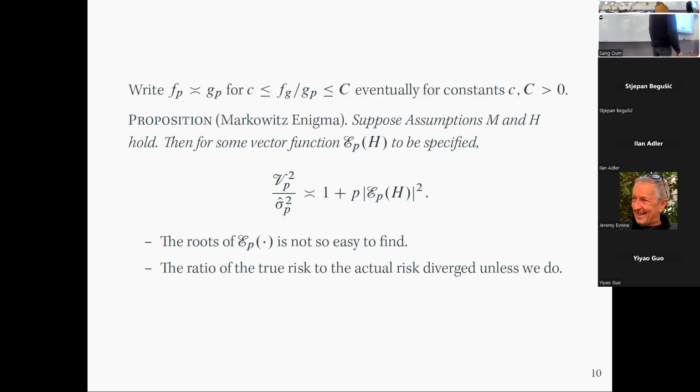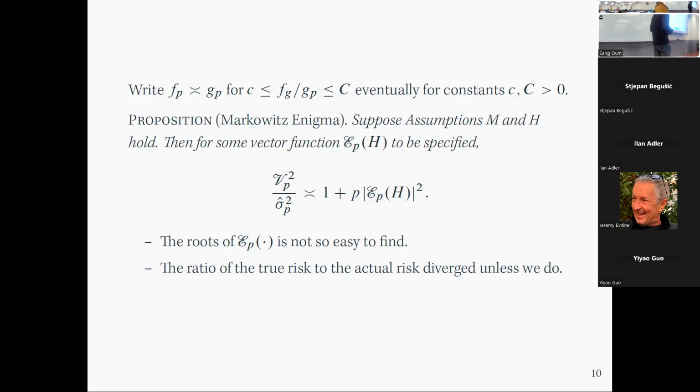So if this is the right slide, I'll do a little bit of notation. This asymptotic notation on top is saying that the two quantities on the left and right-hand side are on the same order. For those on Zoom who cannot see me highlighting, I'm highlighting the left-hand side of the formula, the ratio of the true risk over the estimated risk. There's a constant separating them as P goes to infinity.